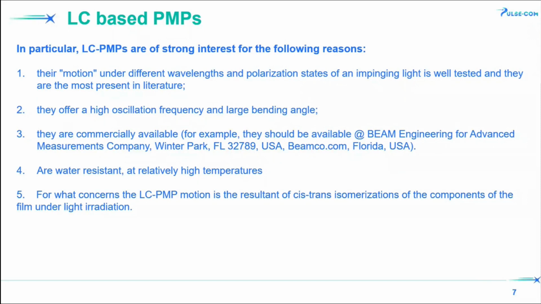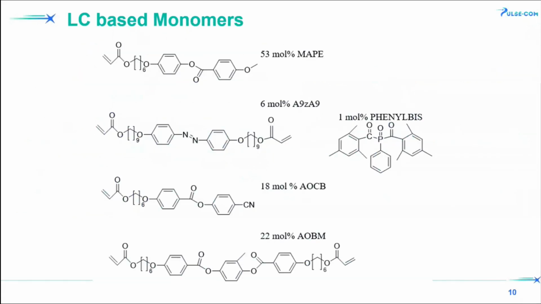So it's easier to have an industrial approach, for example. If you're thinking about an application, it's easier to approach this kind of material than the other kinds of PMPs. So here is an example of liquid crystal based monomers. This in particular is the mixture that was invented by Professor Zeng.